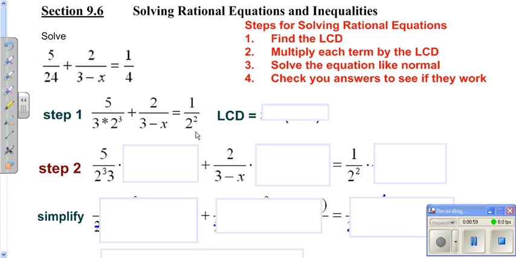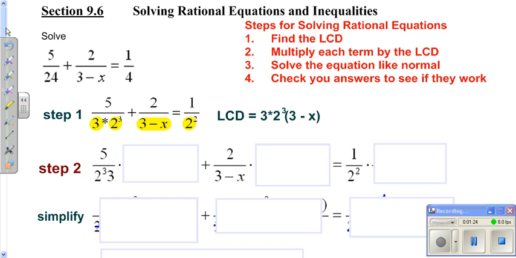Remember, in trying to find your LCD, you write all the different things down that occur in the bottom. A 3, a 2, a 3 minus x, and then you have a 2 showing up. So you just write all those things down, and then remember, if you have a choice on exponents, like we do on the 2's, of a 2 squared or a 2 cubed, you always need to take the higher exponent.